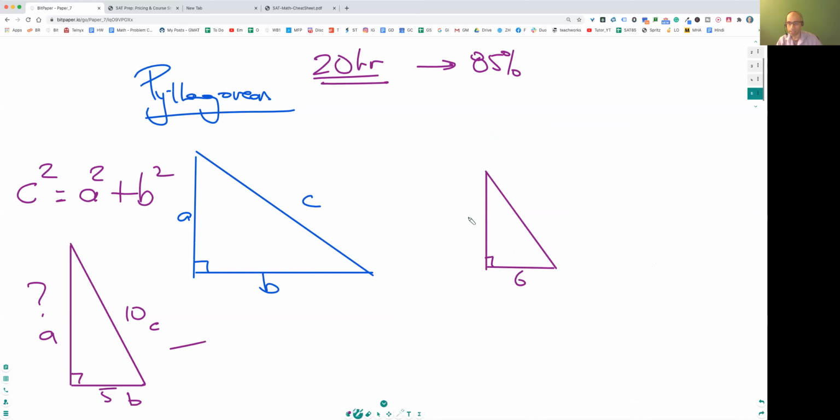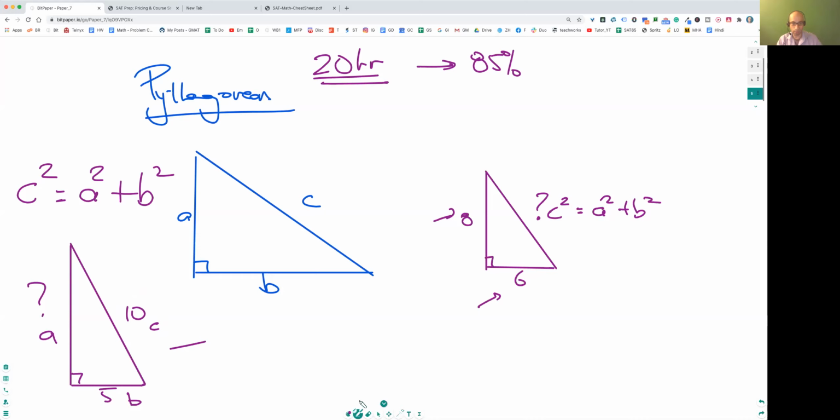This is 6, and this is 8. And try to find what is this angle here, okay? So this one, this guy C, squared is equal to A squared plus B squared. And this is A, and this is B. And those who want a little bit of a challenge, this is 10, this is 5. So remember, what could this be?